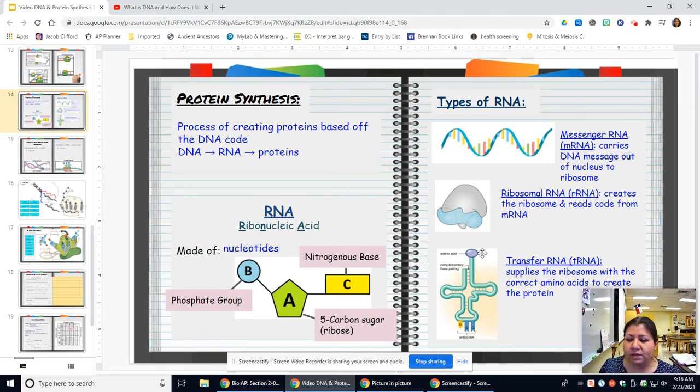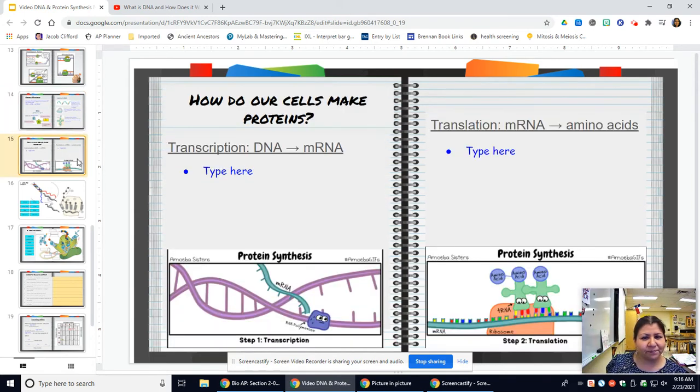These are the three main types of RNA that you need to know. Remember, RNA is made up of nucleotides just like DNA is. The only difference is that the 5-carbon sugar is ribose. Also, we have multiple types of RNA, while there's only one type of DNA. Not only that, my messenger RNA, which is the one that looks most similar to DNA, is single-stranded versus double-stranded. All right, let's move on.